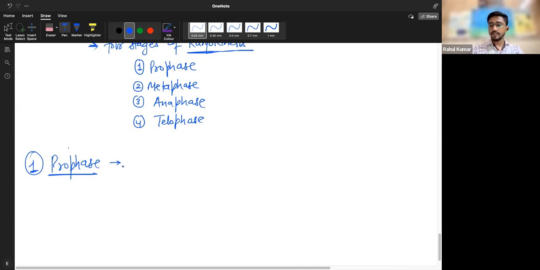For every one of these stages, we have to just know the characteristic features. So write down characteristic features of prophase. I'll use a different color then.